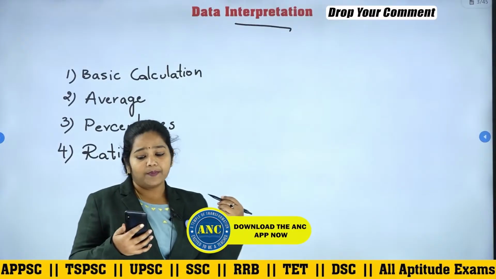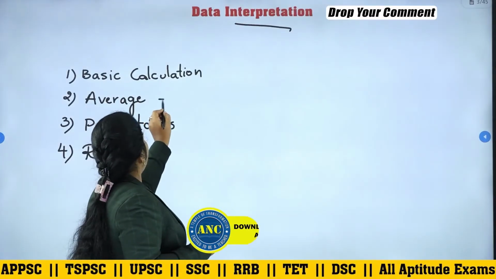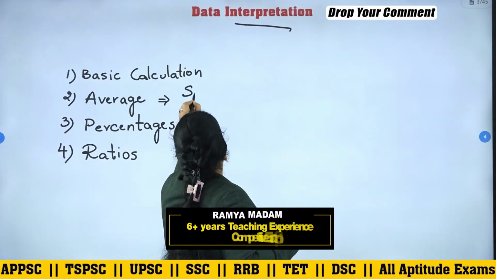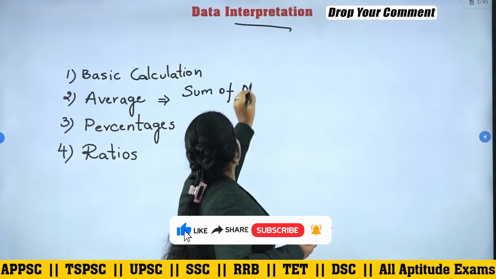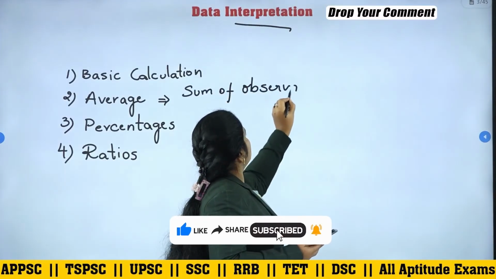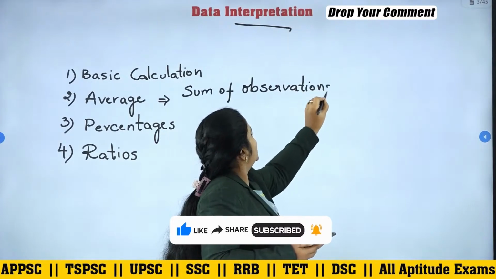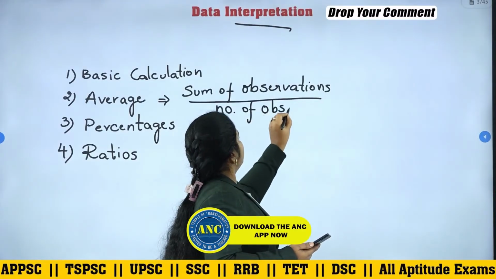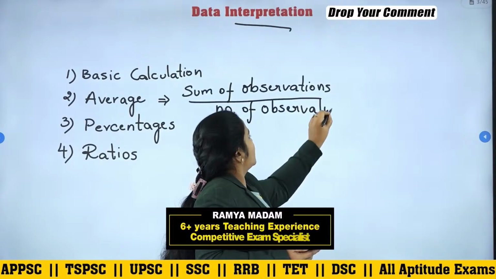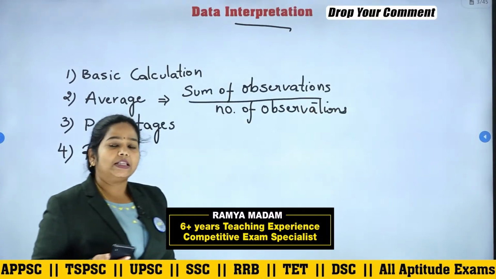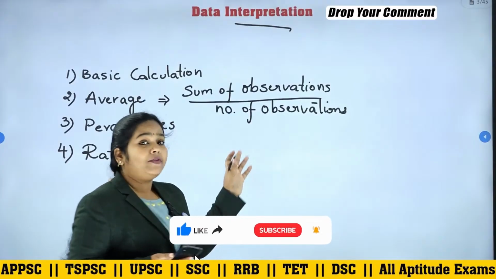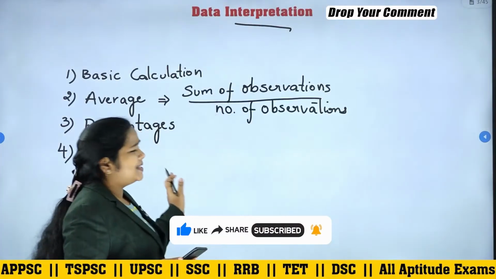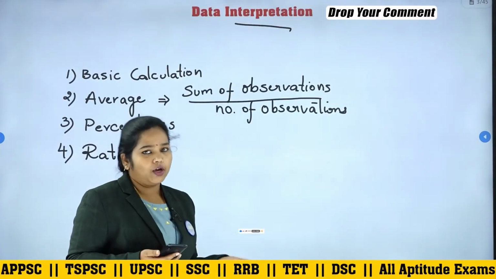Okay, so first, averages. What is meant by an average? Average is nothing but sum of observations by number of observations. See, while we are doing questions, we'll come across these, so then we'll be able to decode them properly. I'm just telling you the basic information about how we are going to do averages.